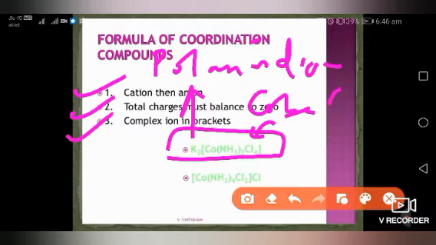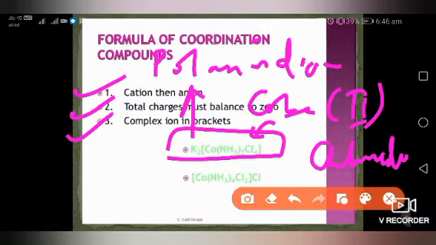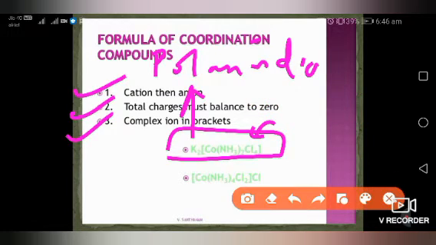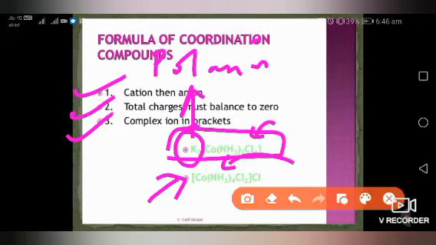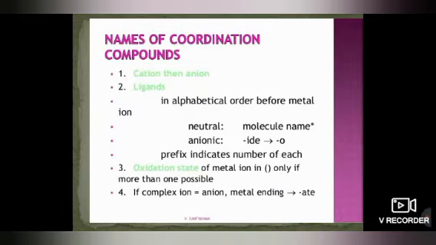Potassium diamine, cobalt. Then in brackets we will write its oxidation number, and chlorido we will write here. In a similar way, tetraamine. Here there is no potassium ion. You can see there is no positive charge, as here it was K. So directly we will start from amine, the primary valency, tetraamine, tetraamine cobalt. Then after tetraamine cobalt we will write the oxidation number. Then chloride: tetraamine dichlorido cobaltate chloride. Okay, this is the name.